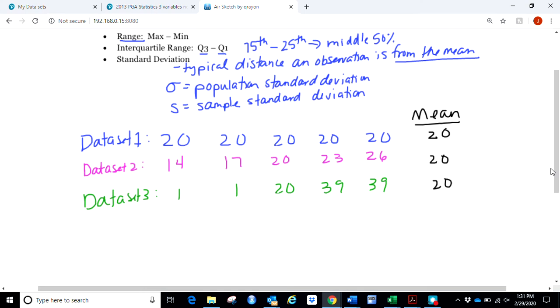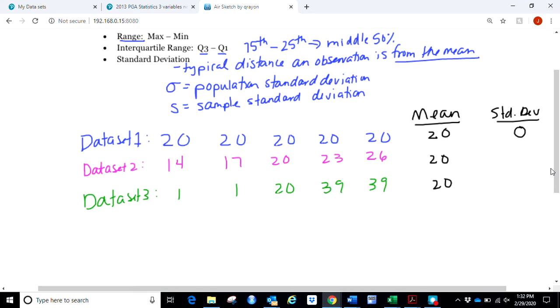So standard deviation is going to help us have an idea of how different these values actually are from each other. If we're looking at the typical distance an observation falls from the mean, and I look at data set 1, well, all of those values are exactly the same as the mean. And so it probably will not be surprising to find out that our standard deviation there will turn out to be 0, because they have 0 distance from the mean.